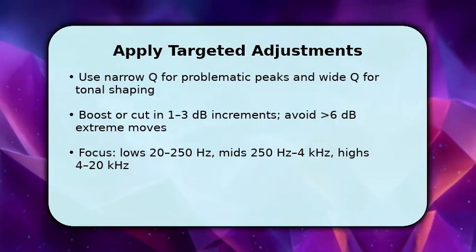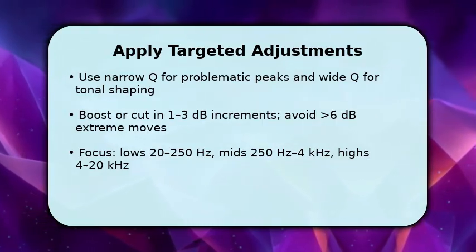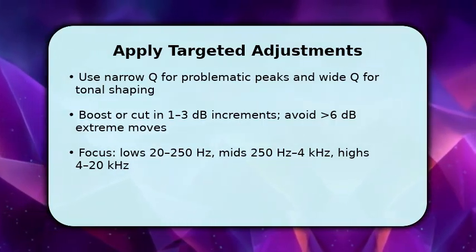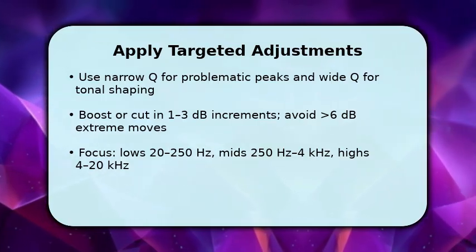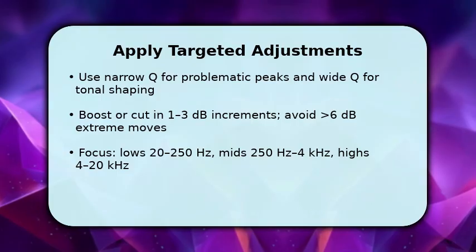Once the low, mid, and high regions trend toward your reference, alternate source material to confirm consistency across music and dialogue. This iterative, measured approach prevents overcorrection.